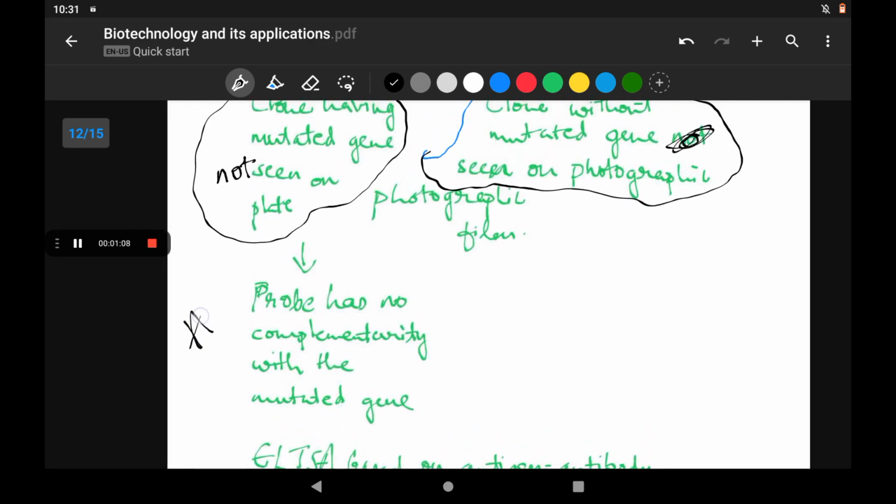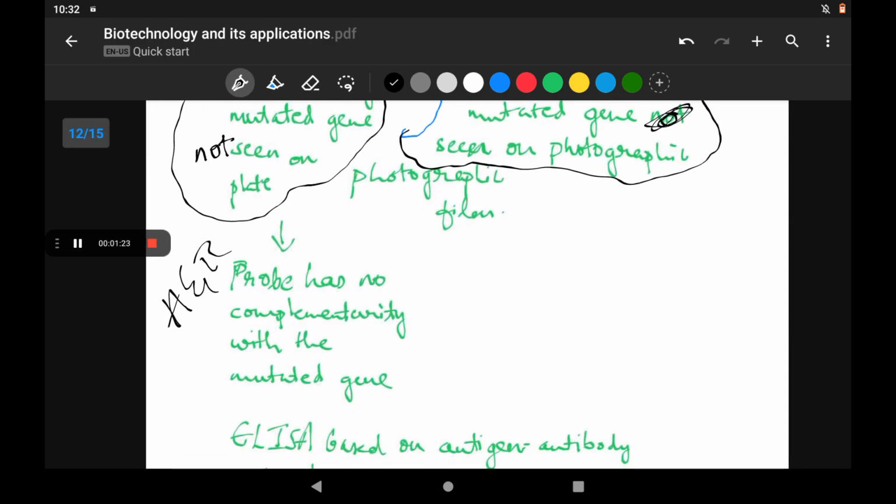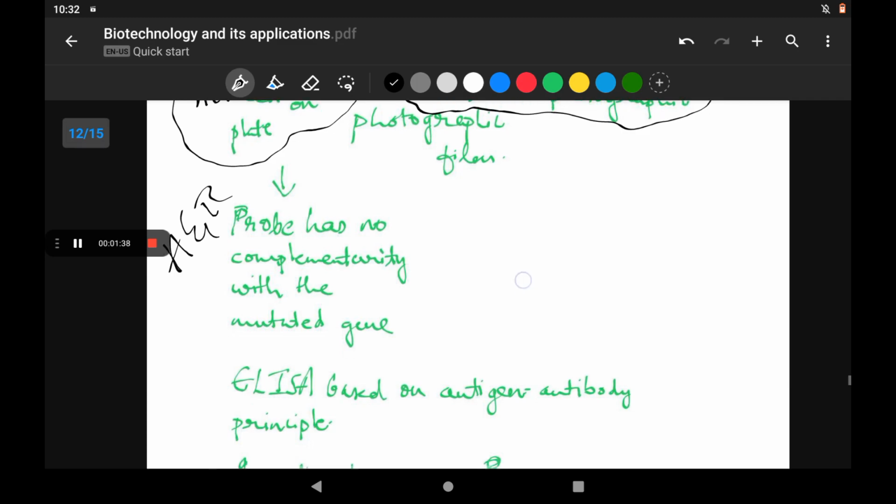They can ask it as assertion and reason. They can ask the assertion as: the clone having the mutated gene is not seen on the photographic film. The reason for that is the probe has no complementarity with the mutated gene. Which implies both A and R are correct, and R is the correct explanation for A. I'm just framing the right-answer questions for assertion and reason, but you should be prepared for this. The options can be anything.